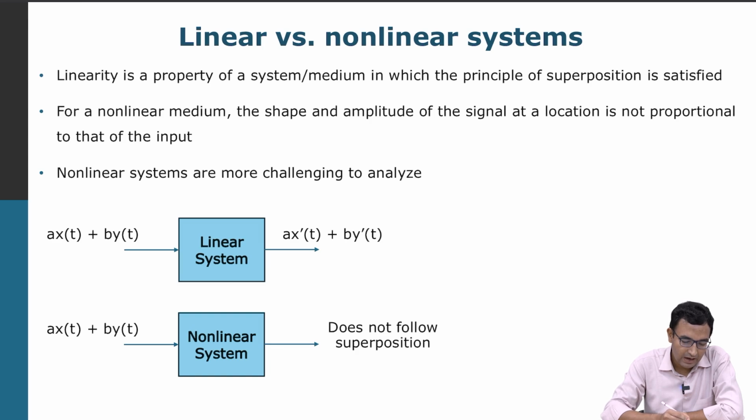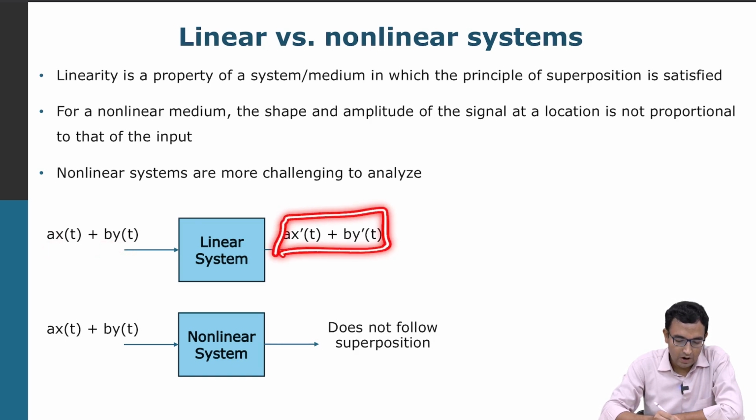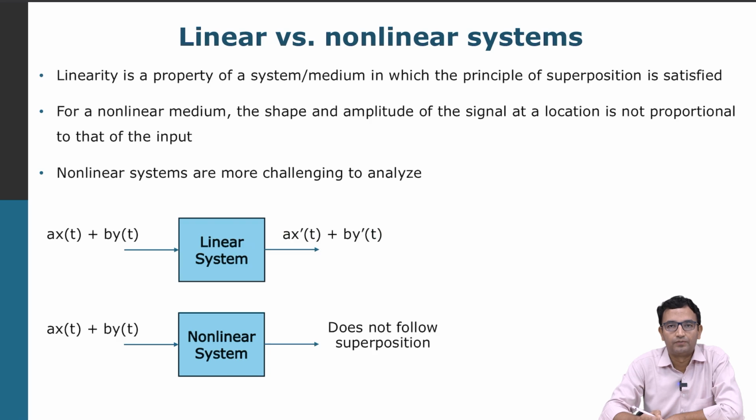Let's assume that if this system has the input as x(t), the output is x'(t). And if the input is y(t), the output is y'(t). In that case, if I sum scaled versions of the input, the output will also be a scaled version. Now this property is not satisfied by a nonlinear system.